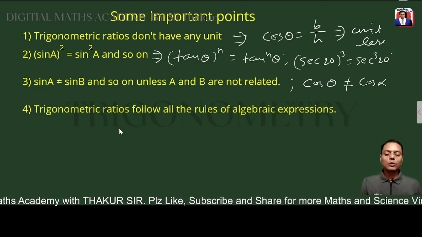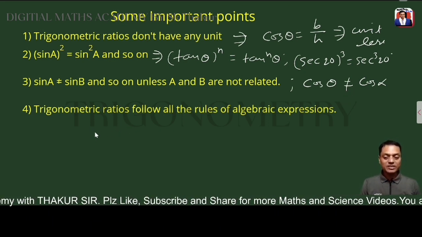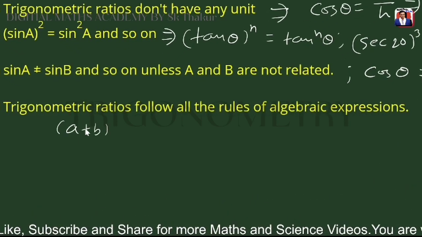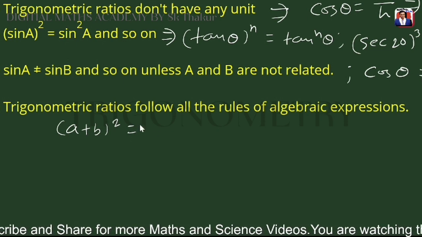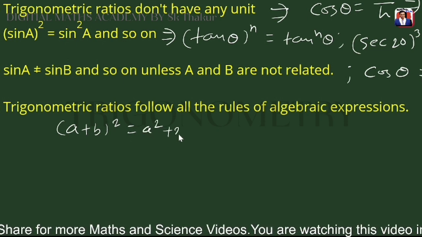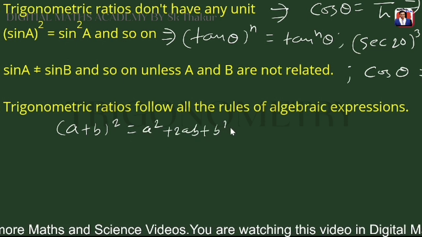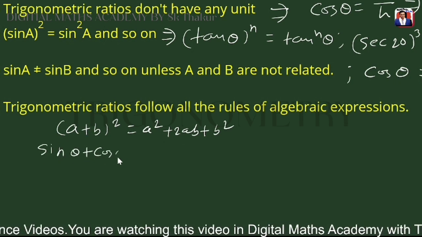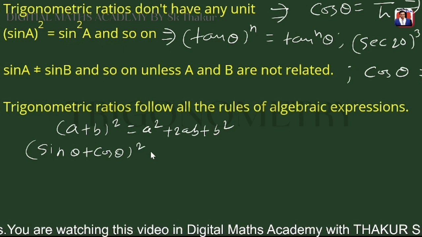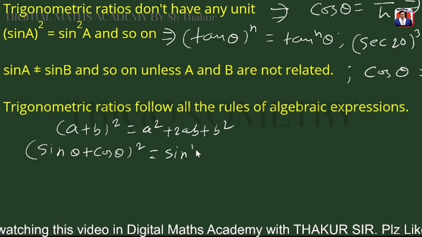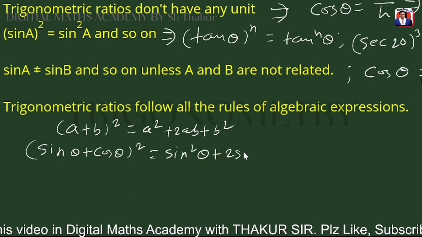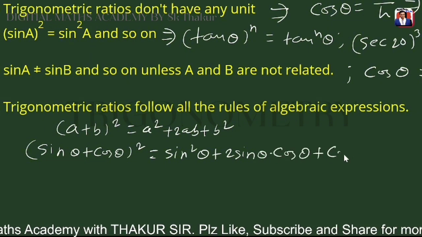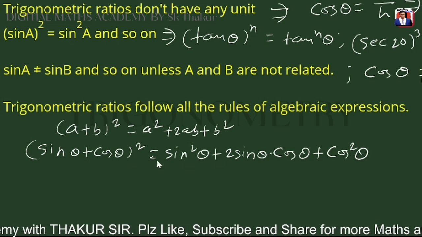Trigonometric ratios follow all the rules of algebraic expressions. We know that A plus B whole square equals A square plus 2AB plus B square, right? So for sin theta plus cos theta whole square, we can apply the formula: sin square theta plus 2 sin theta cos theta plus cos square theta, isn't it?